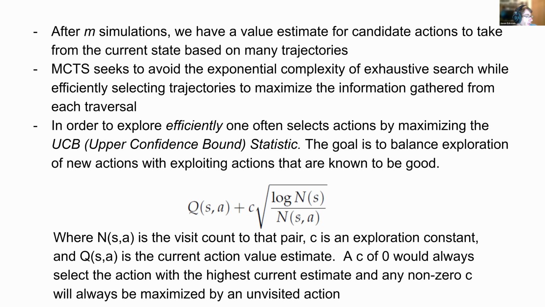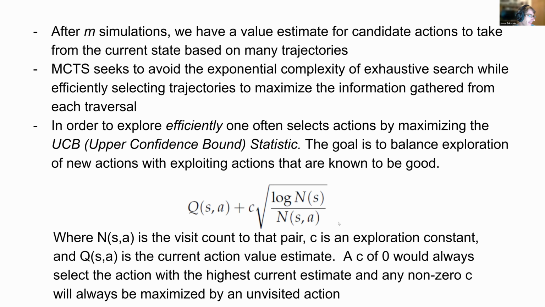And another important consequence of this statistic is that if there's a current action which has no exploration at all, so it's never been visited, then those actions are always selected first. So you can't actually move on to a new level in the tree unless you've explored all of the unvisited actions. This is in normal MCTS.